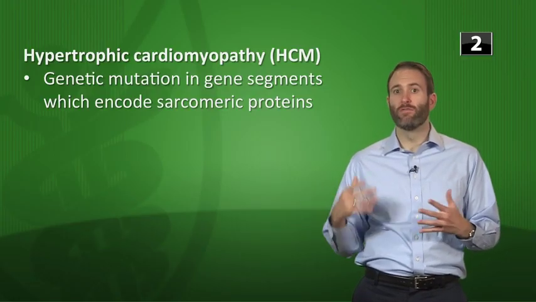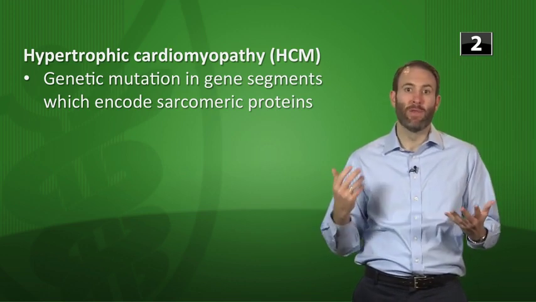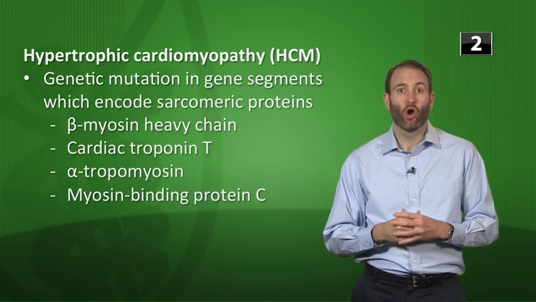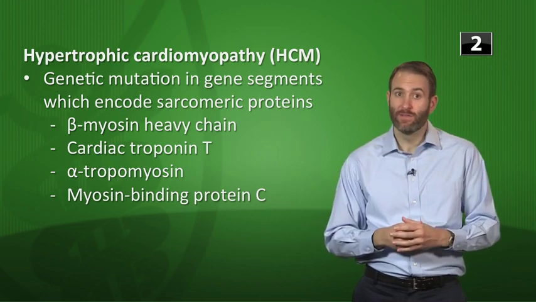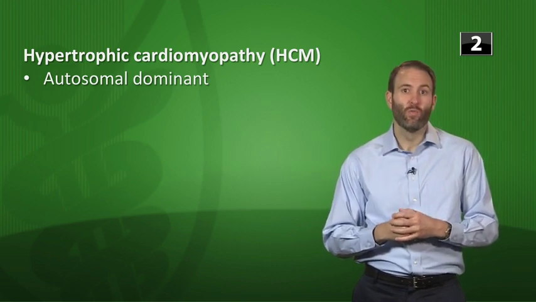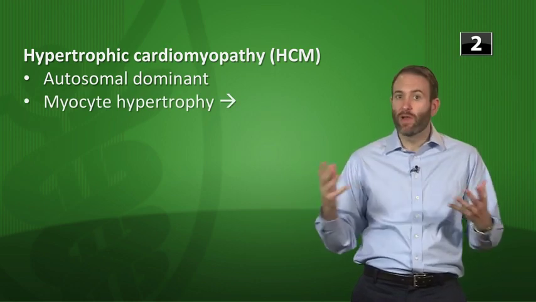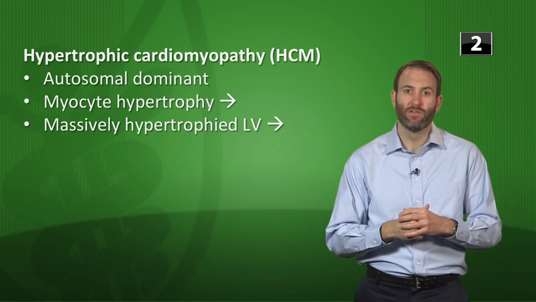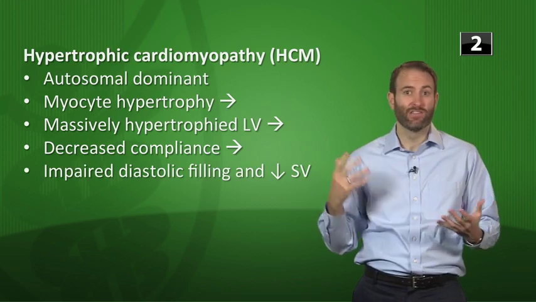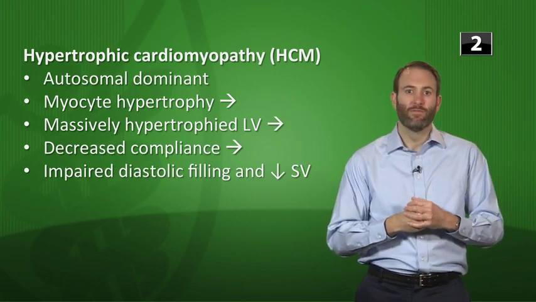Well, it's caused by one of a variety of genetic mutations in at least 9 different gene segments, all of which encode the sarcomeric protein. So examples of mutated proteins include the beta-myosin heavy chain, the cardiac troponin T, alpha-tropomyosin, and myosin-binding protein C. Now, usually the inheritance pattern is autosomal dominant with variable penetrance. Now, these protein mutations result in myocyte hypertrophy and disarray, which leads to a massively hypertrophied left ventricle, which leads to decreased compliance, poor chamber filling, which leads to impaired diastolic filling and a reduction in stroke volume. Very important to understand the pathophysiology behind HOCM for Step 1.